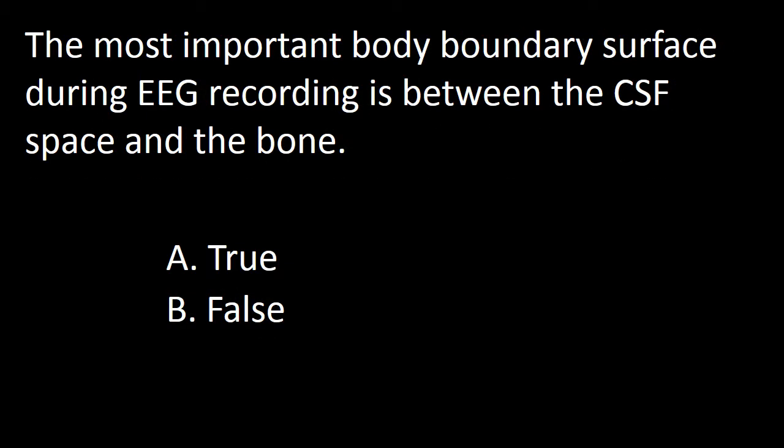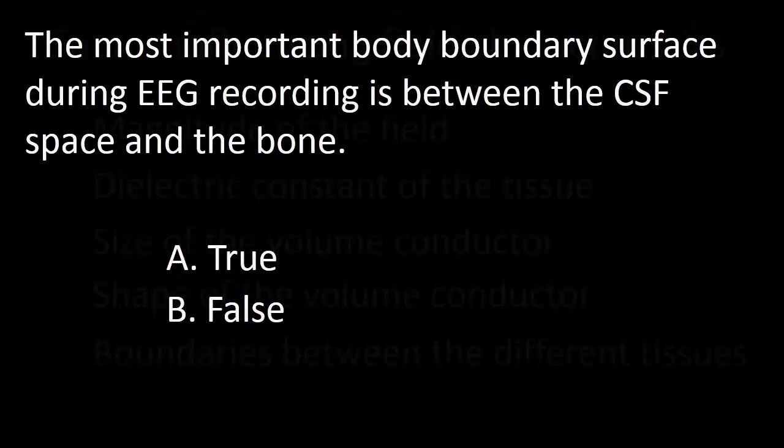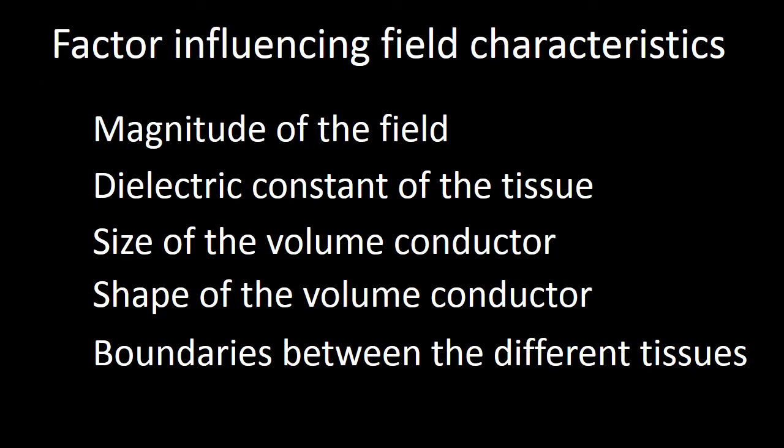Next question. The most important body boundary surface during EEG recording is between the CSF space and the bone. A true, B false. In this frame, I have listed some factors that influence field characteristics. In clinical neurophysiology, the factors that affect an electrical field are the magnitude of the field, the dielectric constant of the tissue, the size and shape of the volume conductor, and the boundaries between the different tissues.